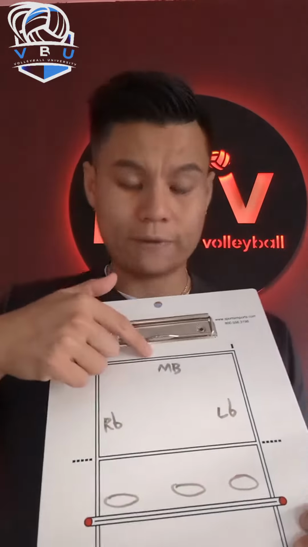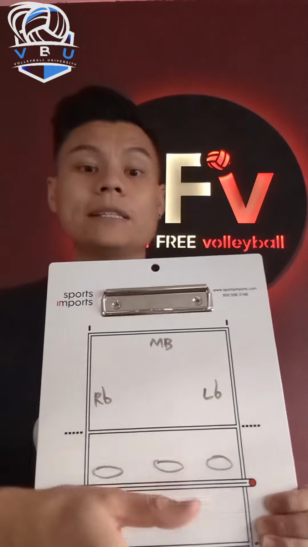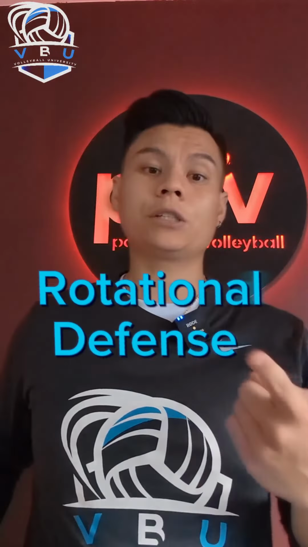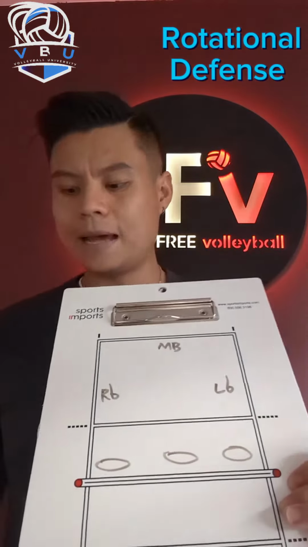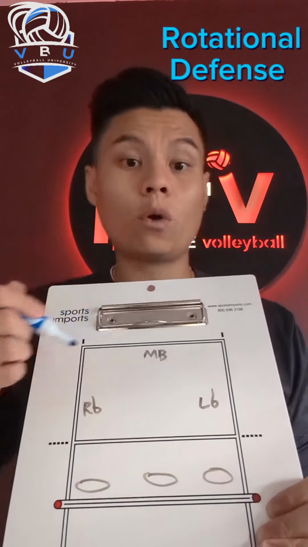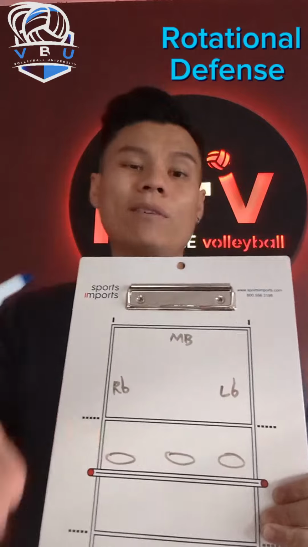Now, where you go on defense as a middle back defender is dependent upon the system of defense that your team is running. Most coaches run two different systems, either rotational defense or perimeter defense. So I'm just going to go over both of those for you. In the first one, rotational defense, as a middle back defender, you're going to rotate or move towards wherever the action is or wherever the set is going.